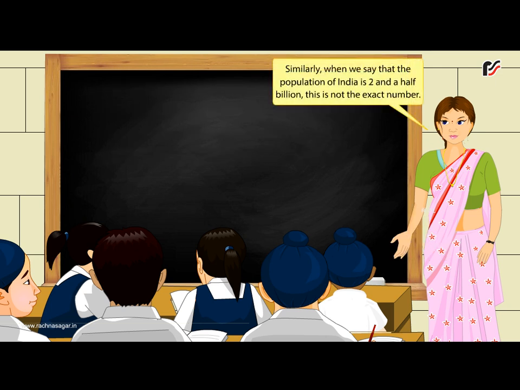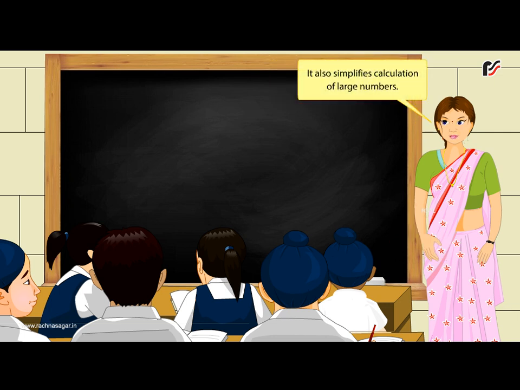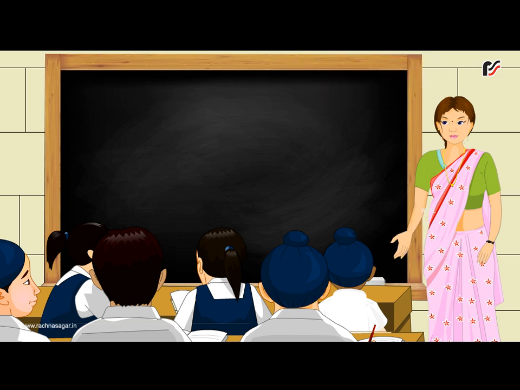Similarly, when we say that the population of India is 2.5 billion, this is not the exact number. The number of people must be close to 2 1/2 billion, hence it has been rounded to 2 1/2 billion. The above method is convenient and helps us to remember very large numbers easily. It also simplifies calculation of large numbers.